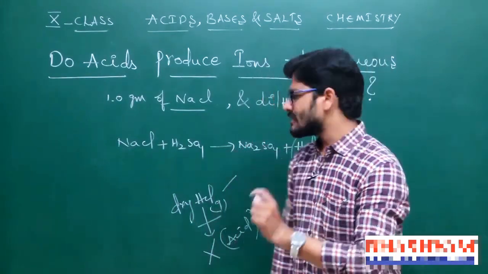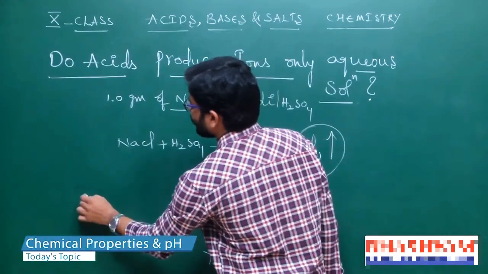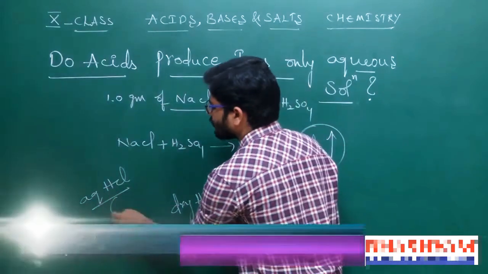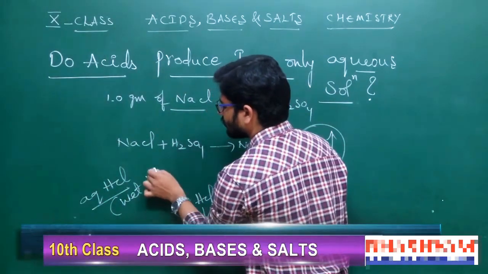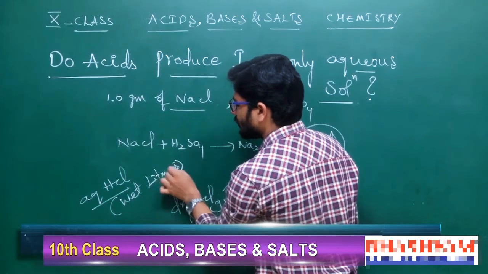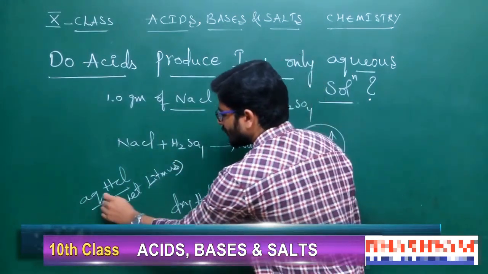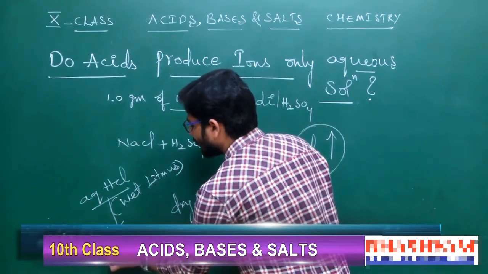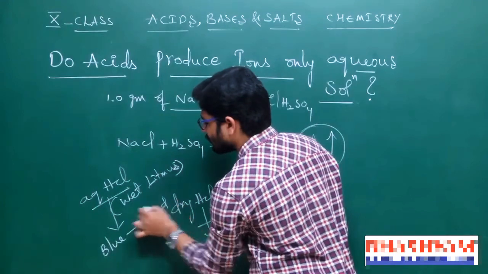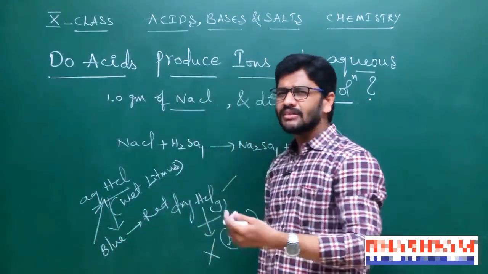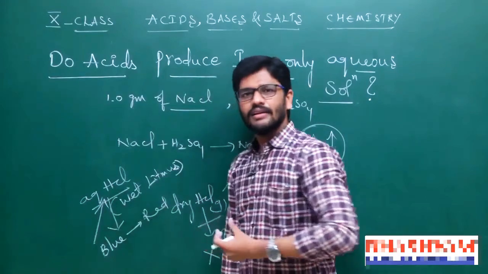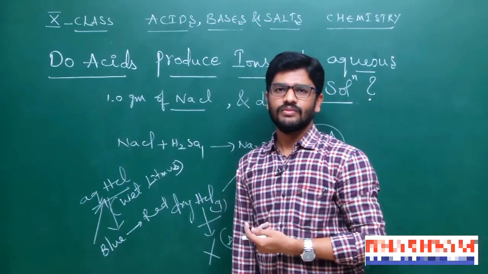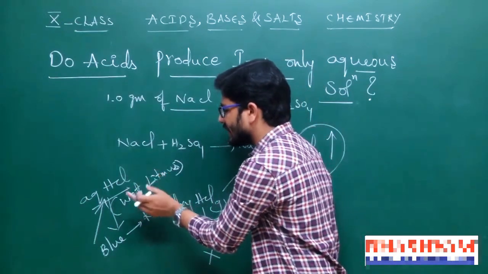Now I consider aqueous HCl. Now I place wet litmus paper. Now I am testing with wet litmus. Then the blue litmus paper changes into red litmus. So blue changes into red in this case. It's nothing but aqueous HCl can produce H+ ions. So that's why aqueous HCl can be considered as an acid.